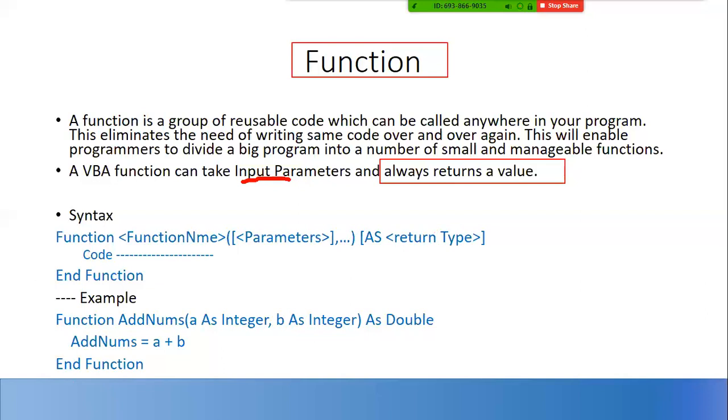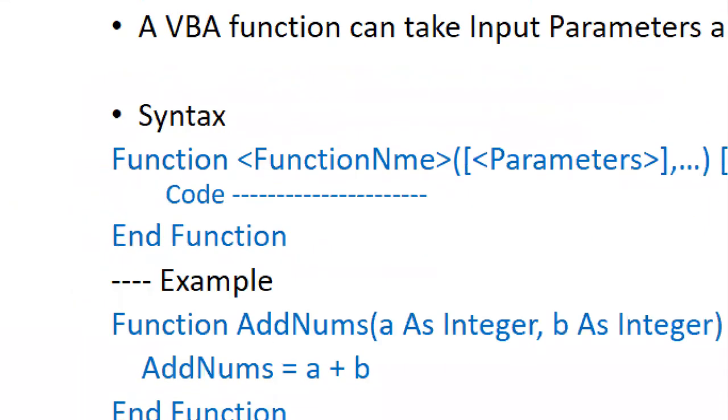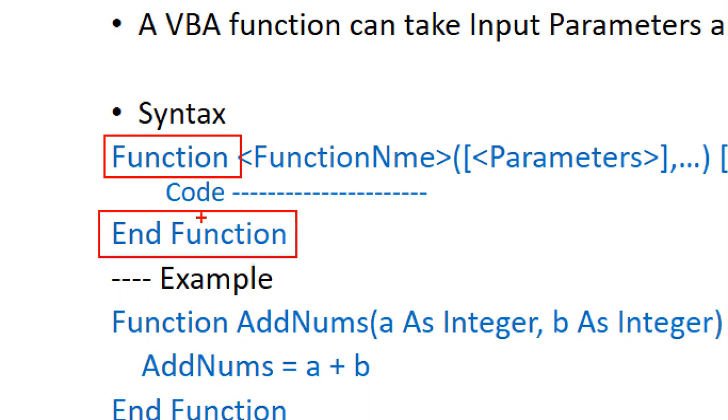So all this time, what we were seeing were subroutines, that is, procedures defined inside Sub and End Sub. Now the function is defined in a block of code called Function. It starts with the keyword Function and ends with the keyword End Function. A function is followed by the name of the function, whatever name you want to give for that particular function.